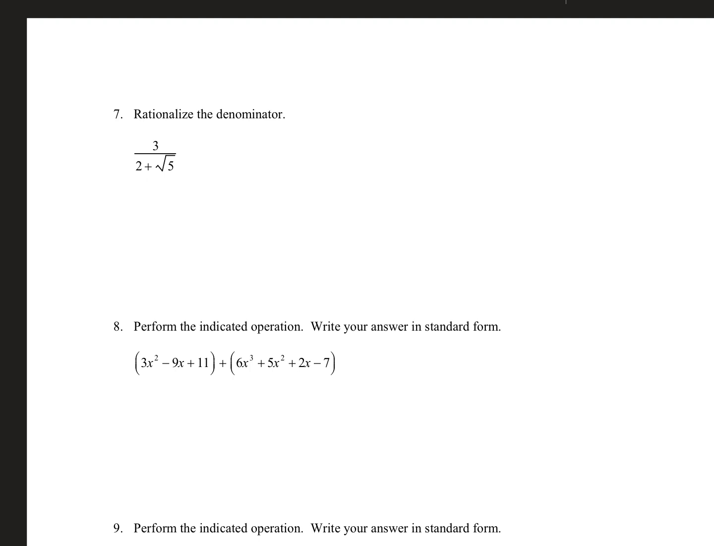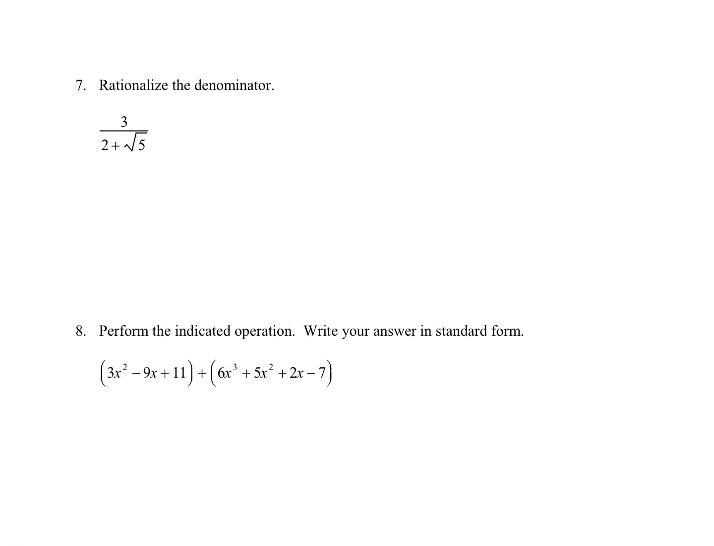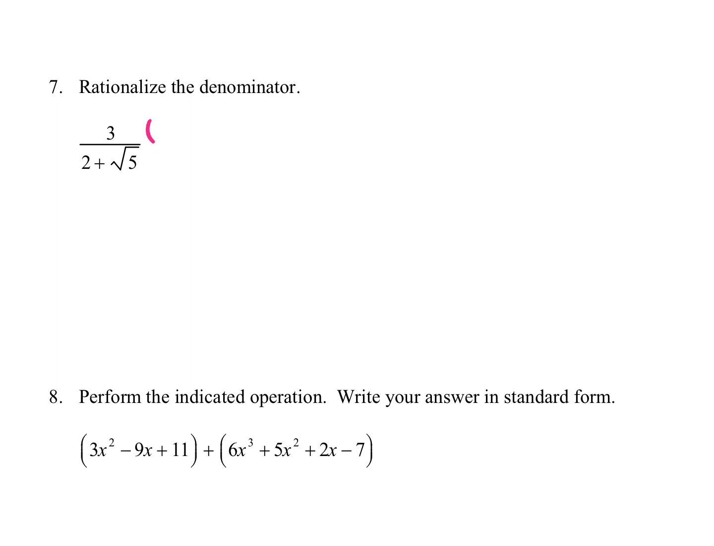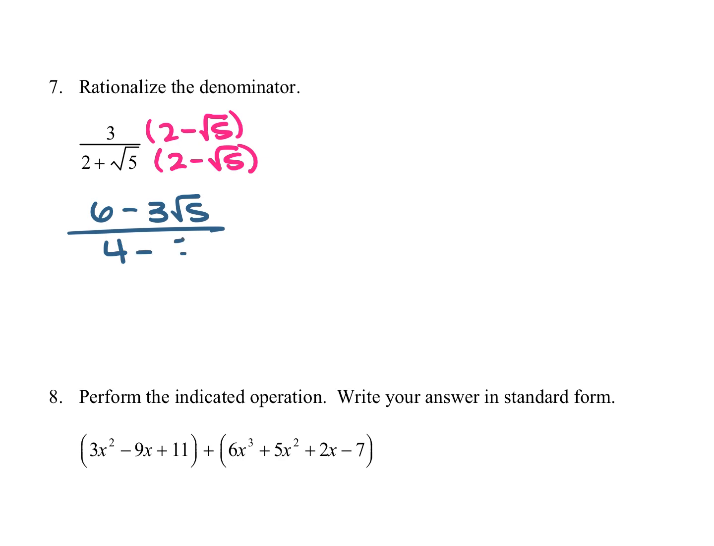For number 7, we are rationalizing the denominator in 3 over 2 plus the square root of 5. We're going to multiply top and bottom by the conjugate of our denominator, which is 2 minus the square root of 5. So 3 gets multiplied by 2 minus the square root of 5. And then 2 plus the square root of 5 gets multiplied by 2 minus the square root of 5. So up top, we're going to have 6 minus 3 square root 5. On the bottom, we have 4 minus the square root of 25, which is just 5. So from here, this simplifies to give us 6 minus 3 square root 5 all over negative 1. That then simplifies to give us negative 6 plus 3 square root 5.